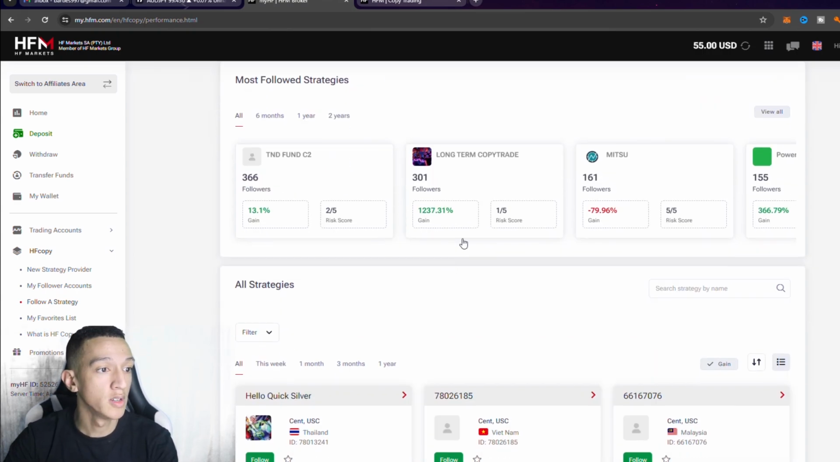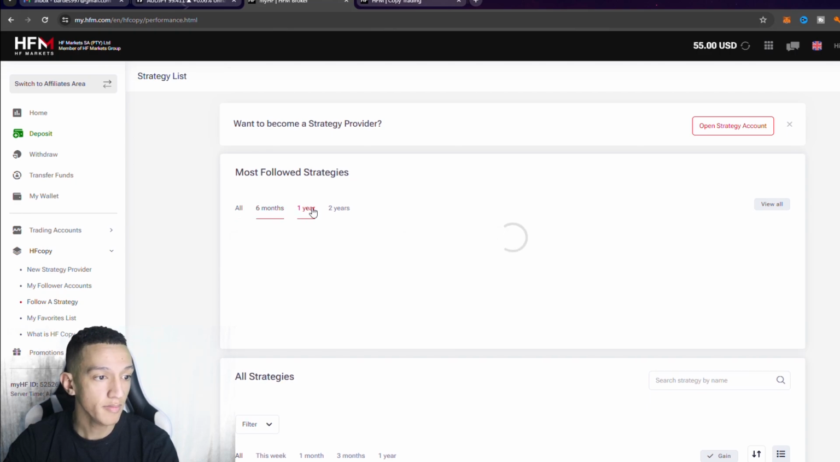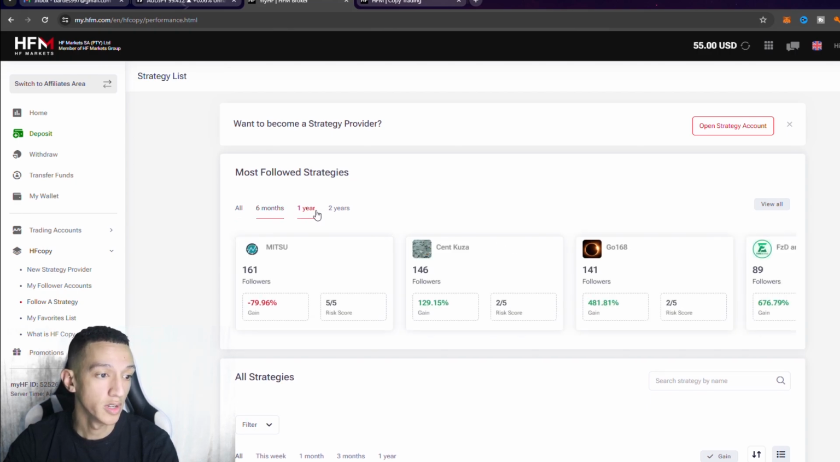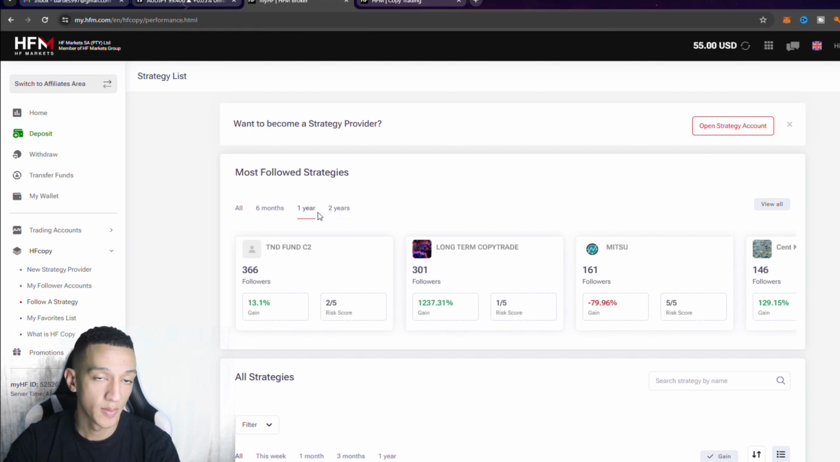So let's just see. As you can see, this is the tab. This just takes you back to open an account. So this is the most followed strategy providers on this account. You can see there's all time, 6 months, a year, and 2 years. I'll mostly click on the year, since that is a more flat time and it has a little bit of track record.